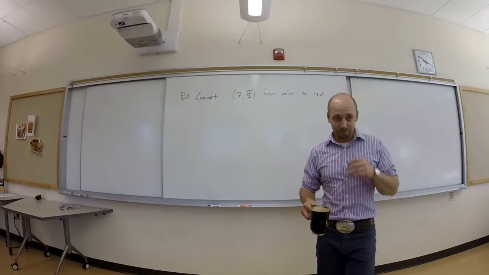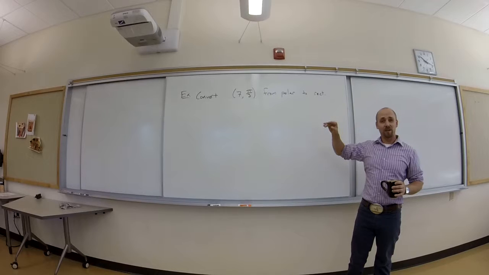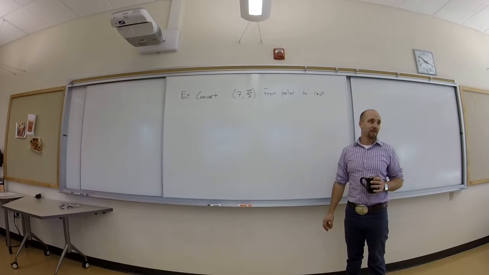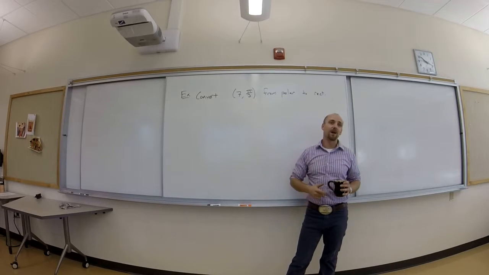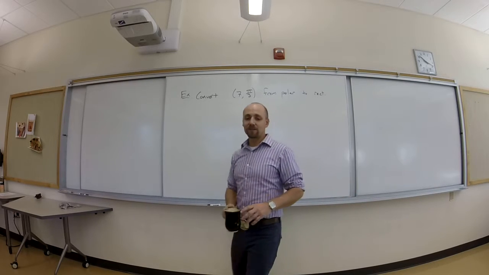All right, so here's an example. Say that I wanted to convert a polar point to a rectangular point. Okay, so I have 7 comma pi over 3, but I want to know how much over and how much up that is. Okay, we can do that. I think we can manage this.